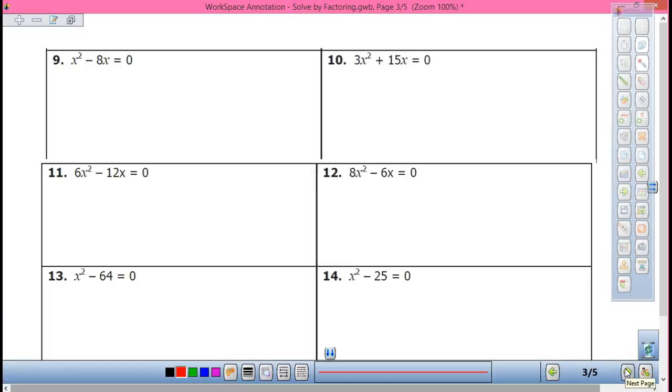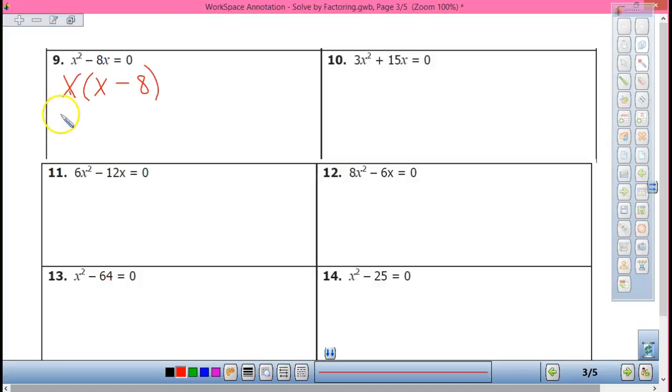All right, let's take a look at number 9. Looks funny, doesn't it? Okay, so let's ask ourselves, is there anything that I can take out of those two things? Yeah, I can take out an x. So if I take out an x, what do I have left over? X minus 8, yeah. Okay, now, I still have two factors, right? Don't forget about this one. We still have to set this guy equal to 0.